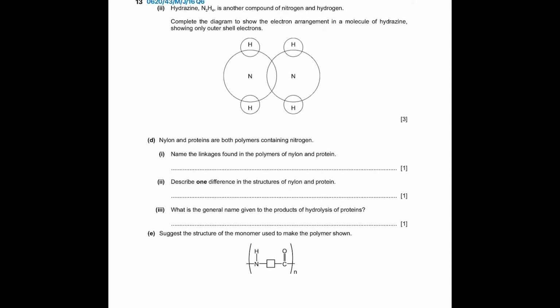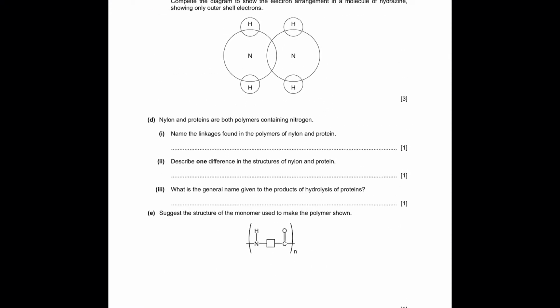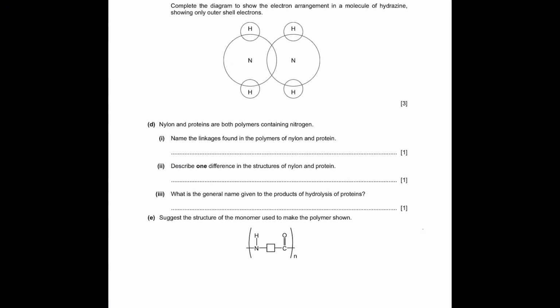Can we try this? What's the total over here? 1, 2, 3, 4, 5, 6, 7. 7 marks. Let's see how much everyone gets.